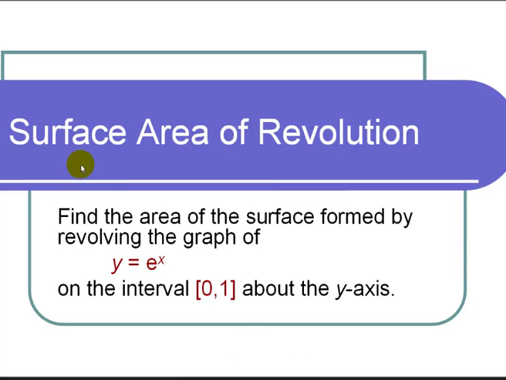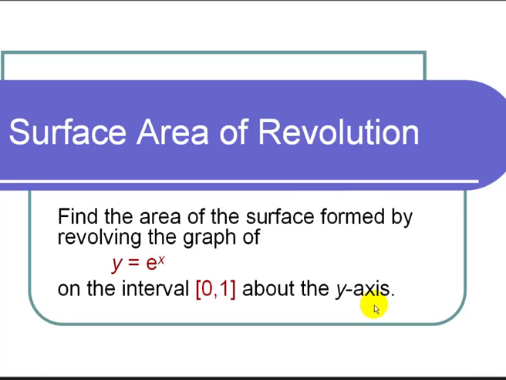This is a video on finding the surface area of a solid that's formed by revolving a curve about an axis. The question states, find the area of the surface formed by revolving the graph of y equals e to the x on the interval from 0 to 1 about the y-axis.